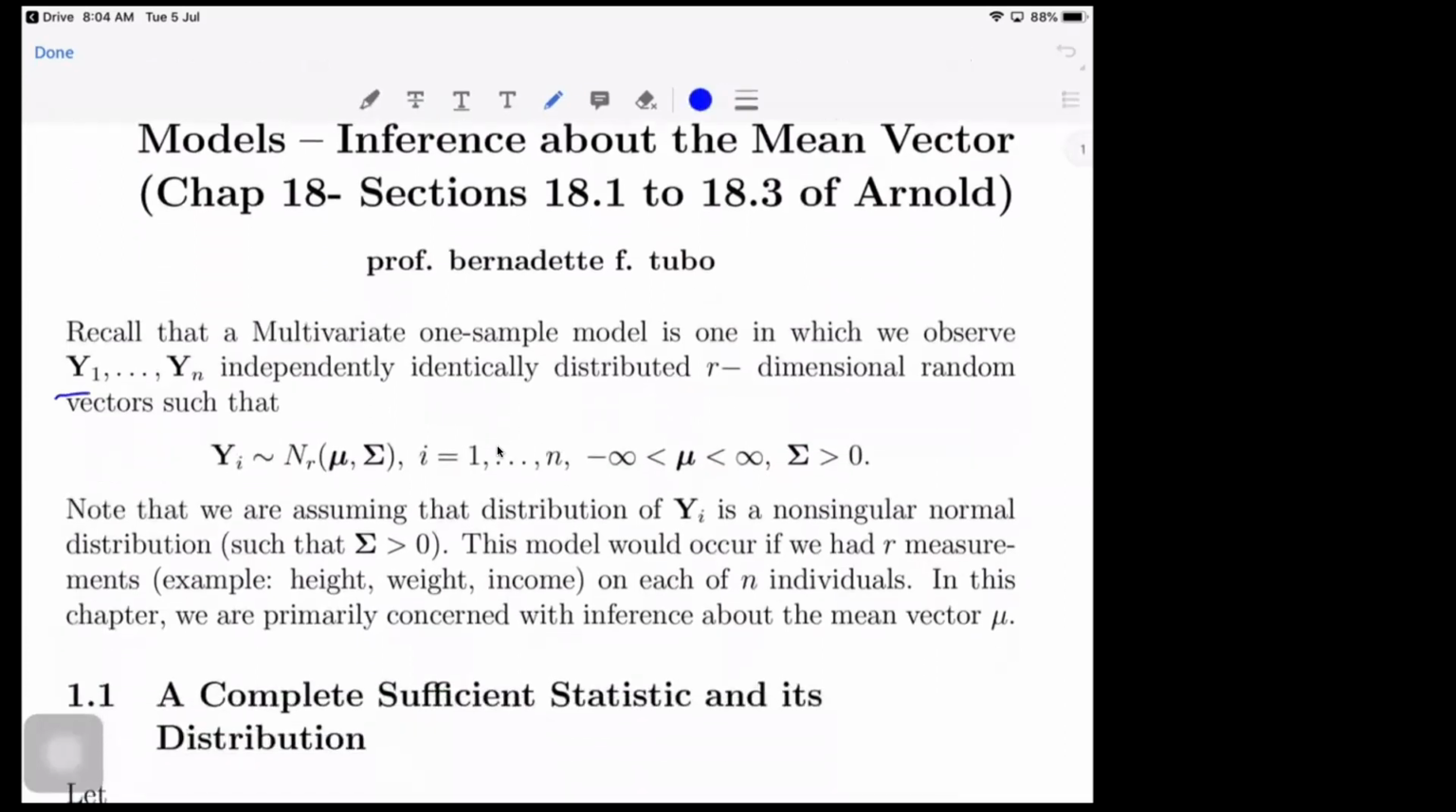We will observe y1 to yn, which are IID of dimension r, such that each of the yi's are normally distributed with a mean vector mu and a covariance matrix sigma. These are the scopes of the parameters for your yi. And then we assume that sigma is positive definite for the assurance of the existence of an inverse.